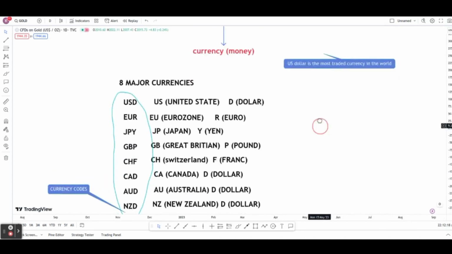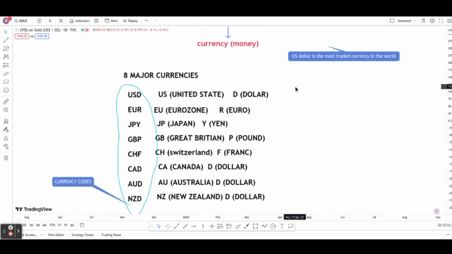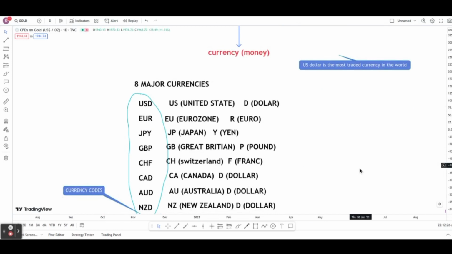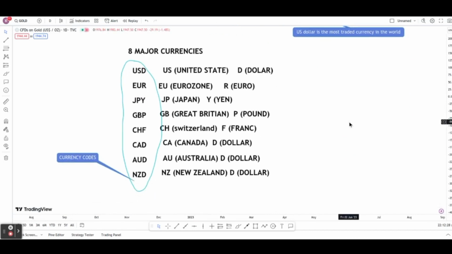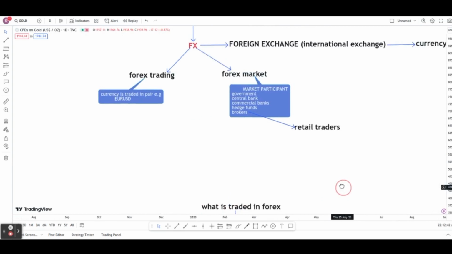So we are getting there, guys. You have known that in the forex market we trade currency, and now you know the eight major currencies to be traded. We are getting closer, just one step after the other. You can't take two steps at a time. It's step by step, and once you understand the steps, trust me, the next step will be easy for us.